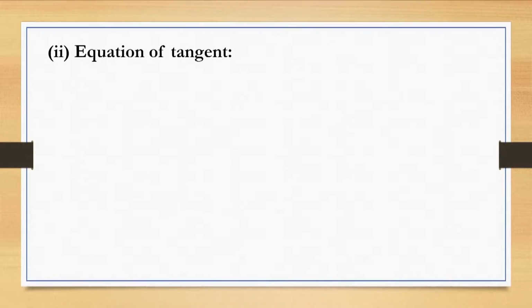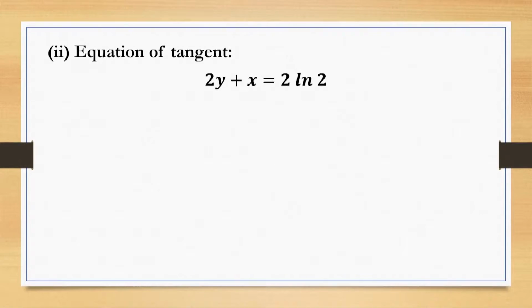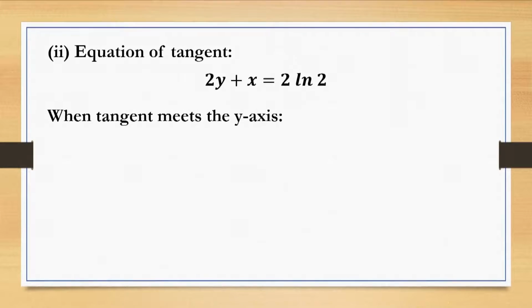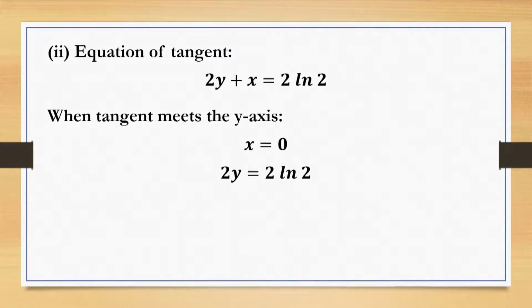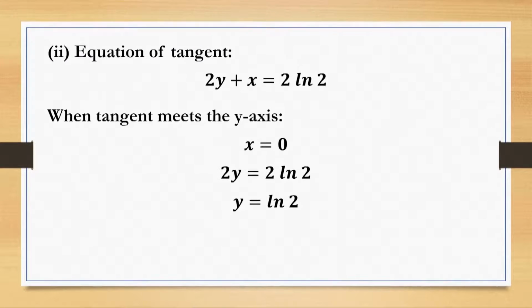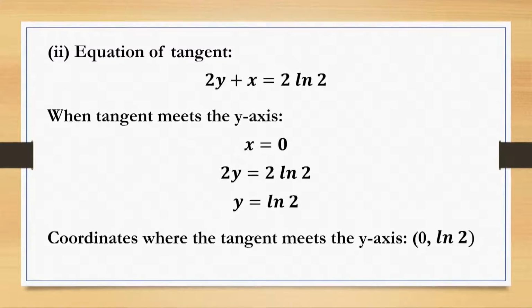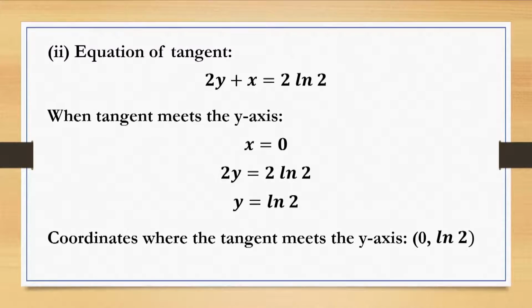Second part now, this is the equation of the tangent and I need to find where the tangent meets the y-axis. So when the tangent meets the y-axis, x is equal to 0. I replace x by 0 in the equation of the tangent. I get 2y equal to 2 ln 2 and y equal to ln 2. So the coordinates where the tangent meets the y-axis will be (0, ln 2).